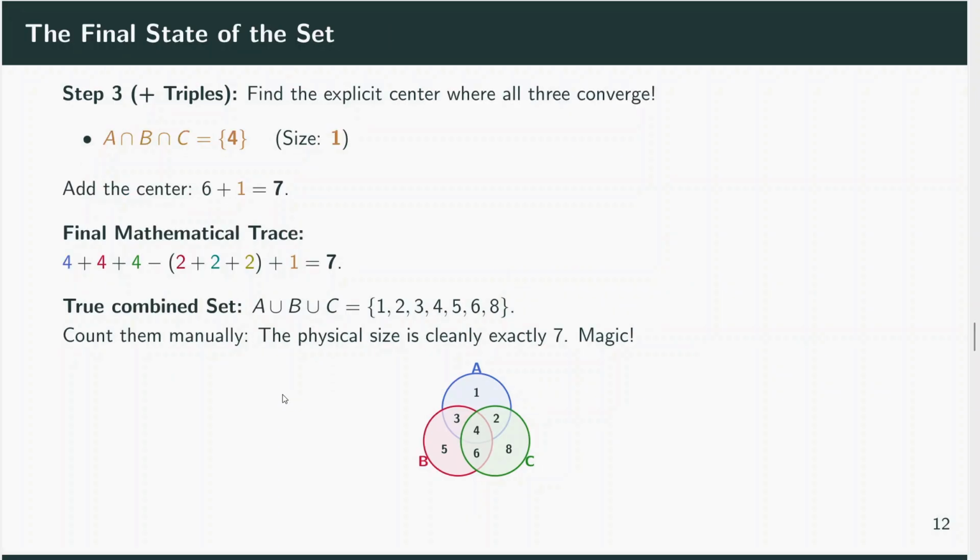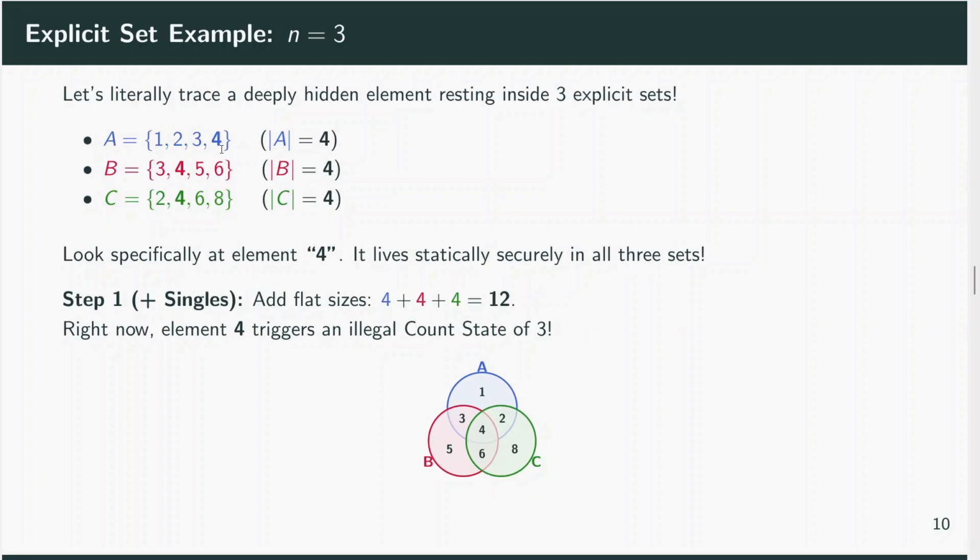The final state of the set, step 3. We add back the triple intersection, the set of elements that belong to all three of A, B, and C simultaneously. So let us find it. A contains 1, 2, 3, 4. B contains 3, 4, 5, 6. C contains 2, 4, 6, 8.